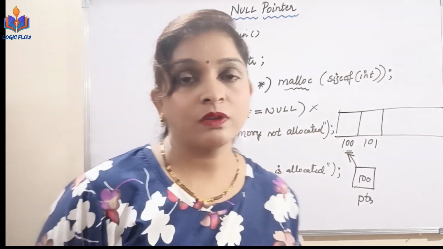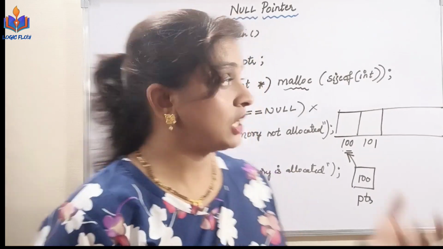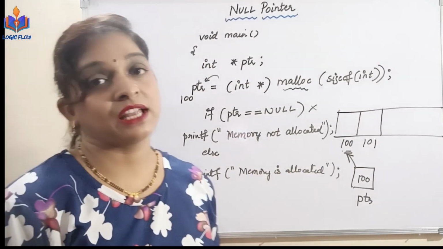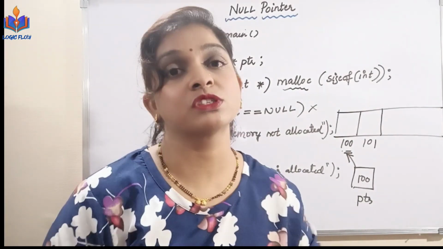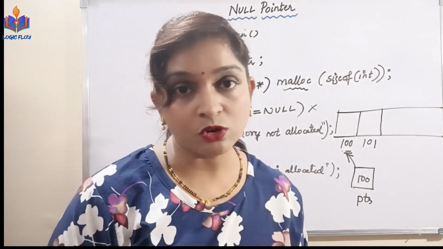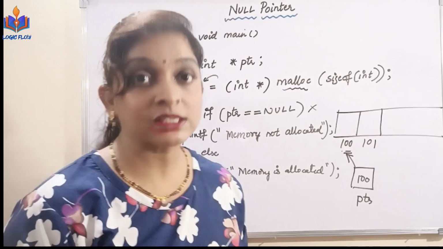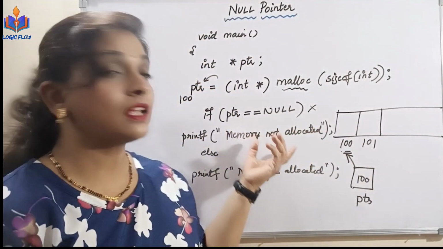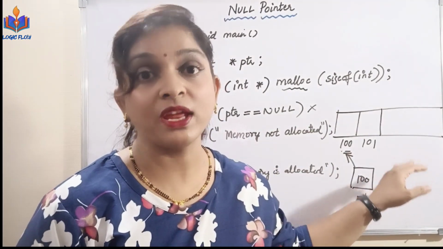Whenever we deal with data structure programs, whenever we deal with dynamic memory allocation, we go with this NULL so that we can effectively utilize the pointer and check whether that pointer is pointing to some location or not. If it is not pointing to any memory location, then I have to make it NULL. So NULL is a value so that I can say it is not pointing to any memory address.